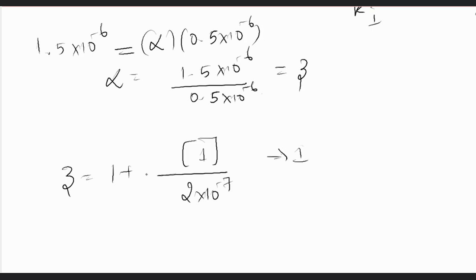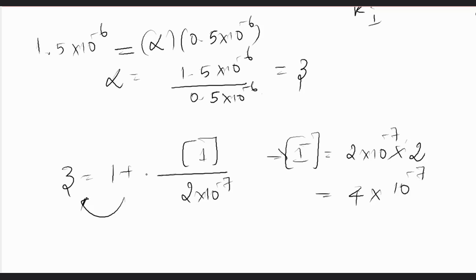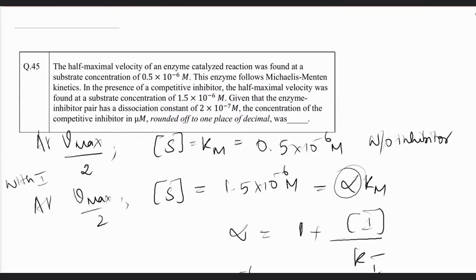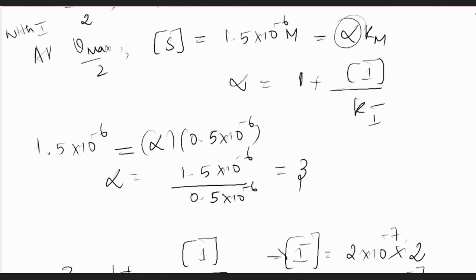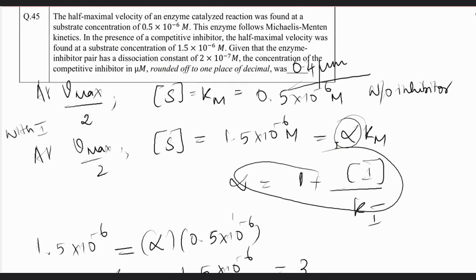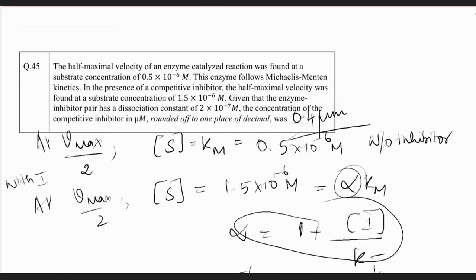So now the concentration of the inhibitor, I, will be equal to 2 into 10 power minus 7 molar into 3 minus 1. If you subtract here, you will have 2. So that will be 4 into 10 power minus 7 molar, which is also equal to 0.4 into 10 power minus 6 molar, which is 0.4 micromolar. So the correct answer here is 0.4. I hope it was a pretty easy question, but you should know this particular alpha formula here. Otherwise, it will not be easy to solve this question. And also, you should know what Michaelis-Menten kinetics is.